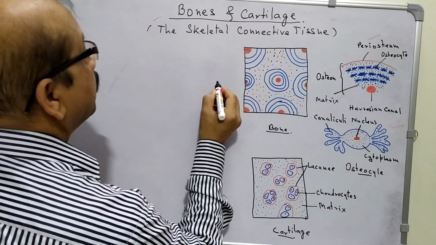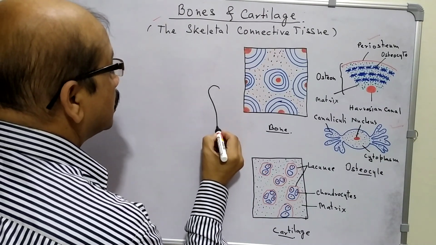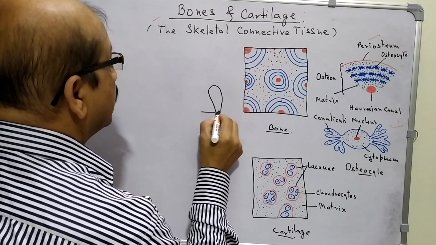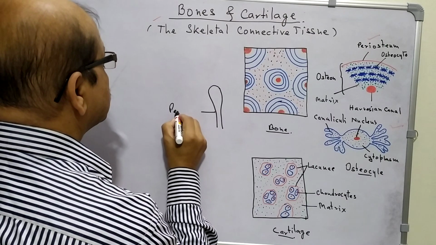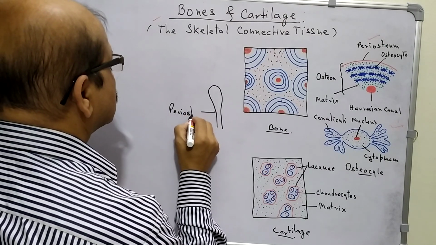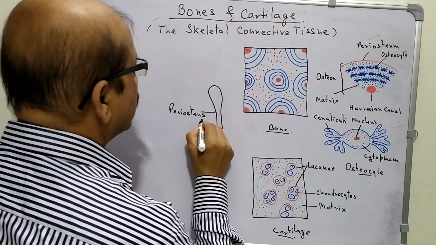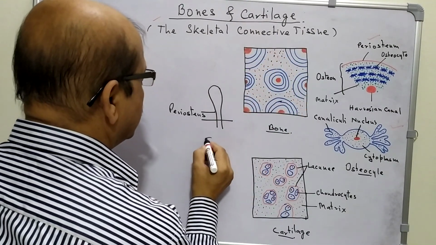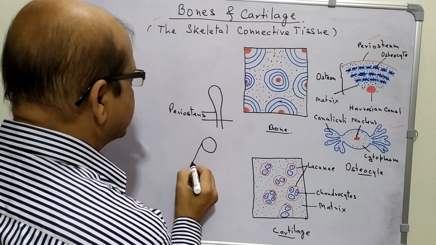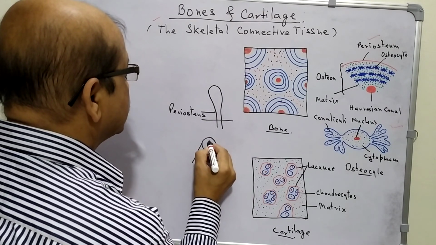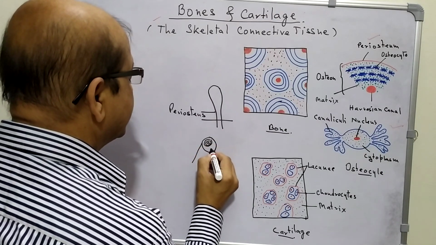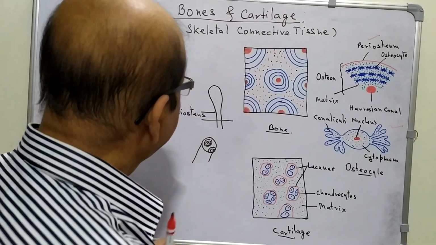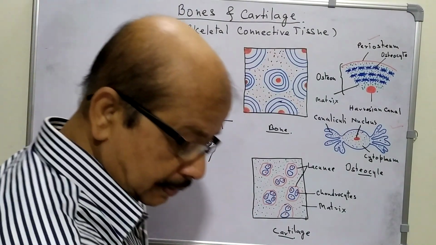Now if you look at a bone, the outermost covering is called periosteum. If you cut a transverse section, you will find a structure like this, in which concentric rings are present, with many osteocytes suspended in solid matrix. Is it clear?